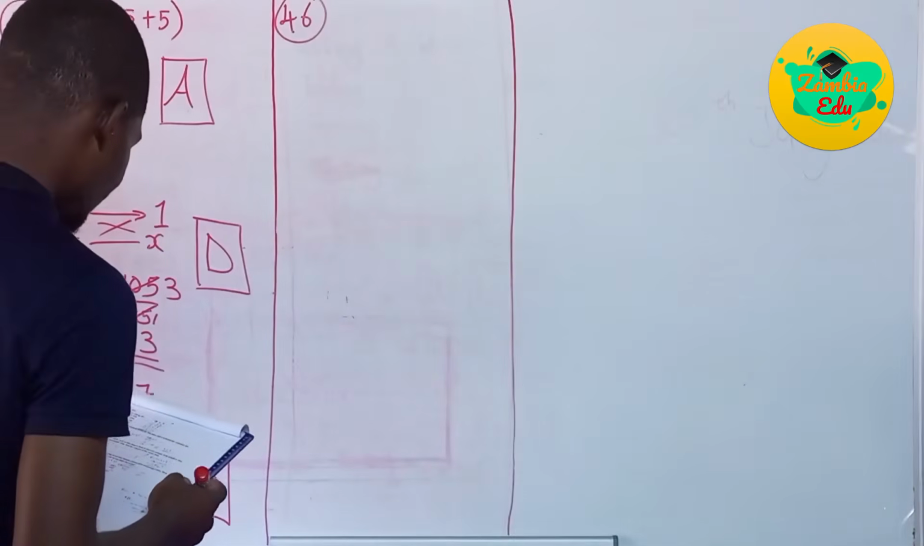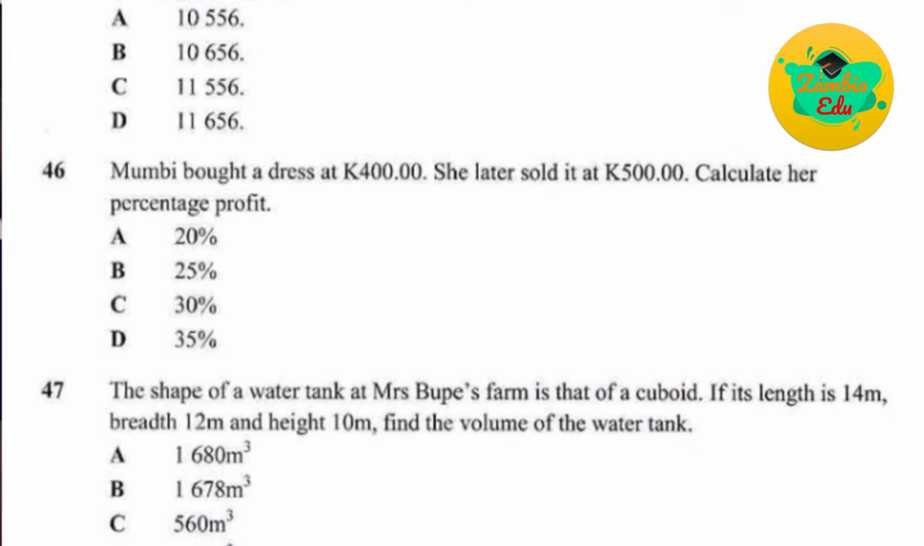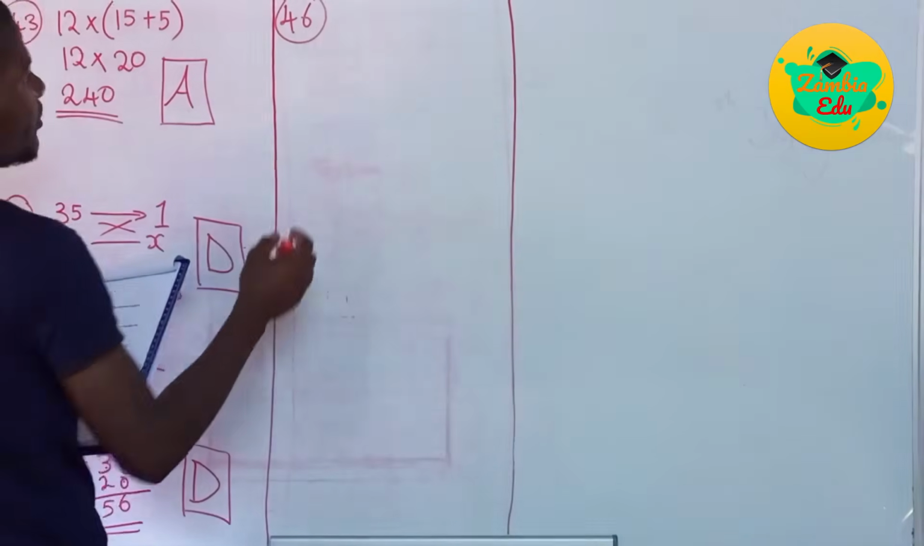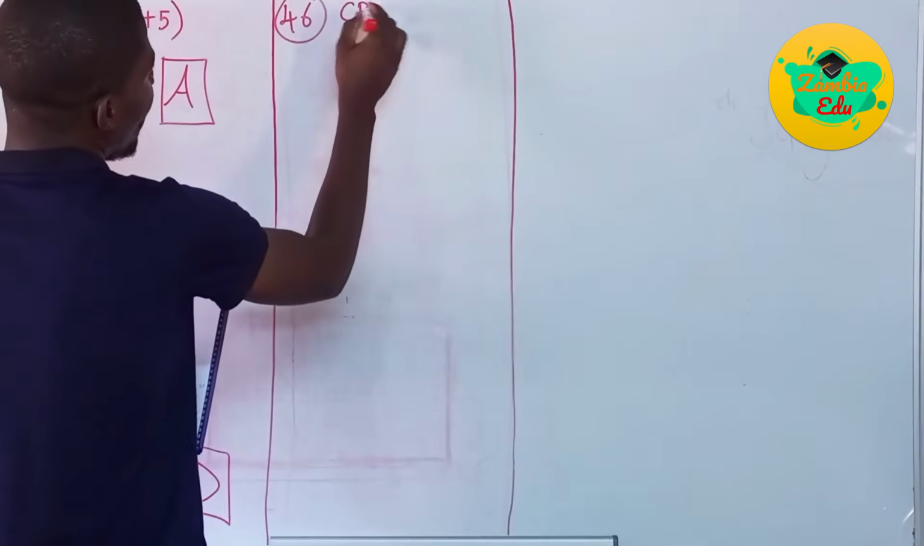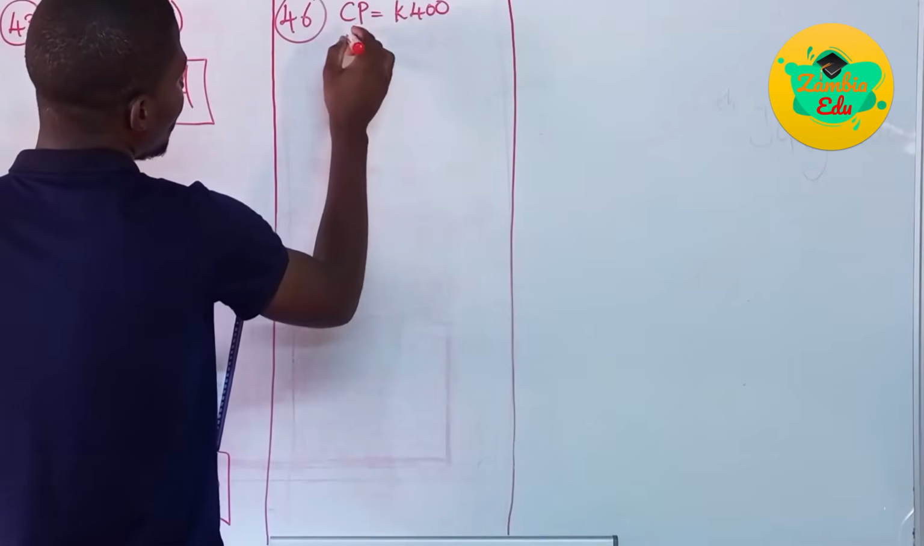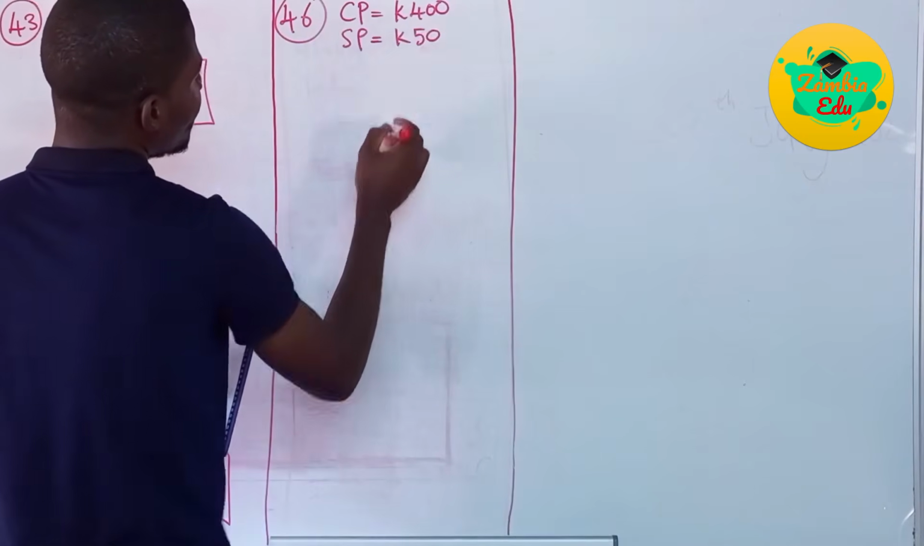Question 46 says, Mumbi bought a dress at 400 kwacha. She later sold it at 500 kwacha. Calculate her percentage profit. So, for us to be able to calculate the percentage profit, first of all, we know that the cost price is equal to 400 kwacha, and we have our selling price being equal to 500 kwacha.